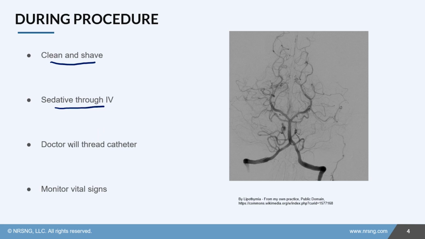The doctor will place and thread the catheter into the artery through the leg, and they're going to thread it up to the vessel supplying the brain, where they're going to inject that contrast dye. And then they're going to use the X-ray to view it. So you're going to monitor those vital signs during the procedure for any variations.